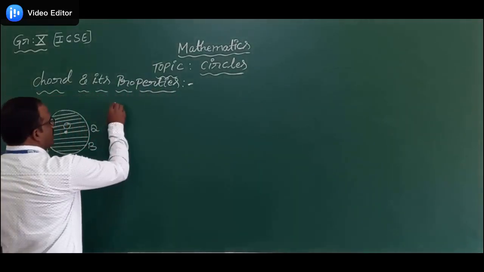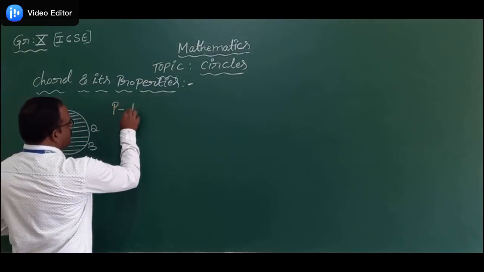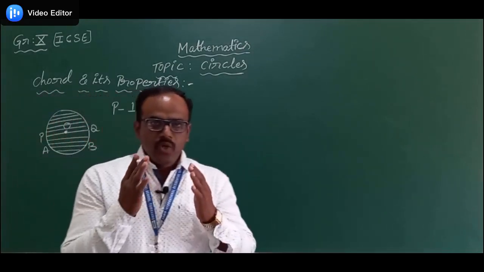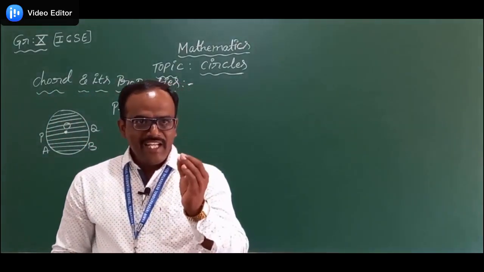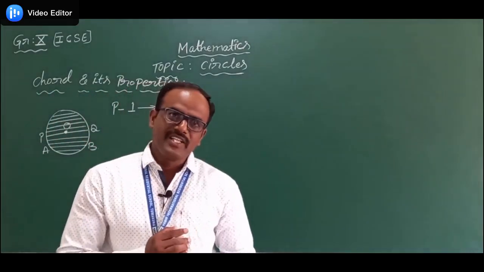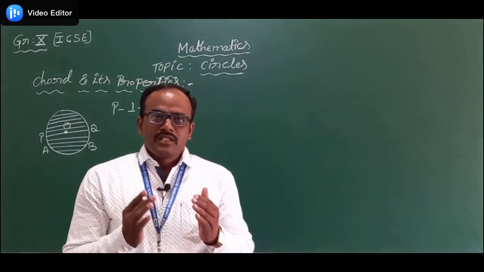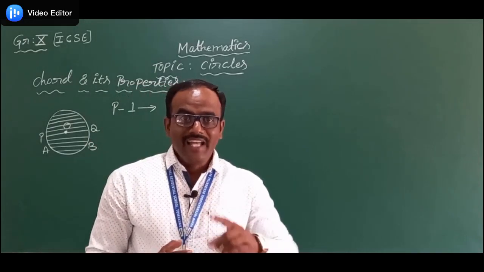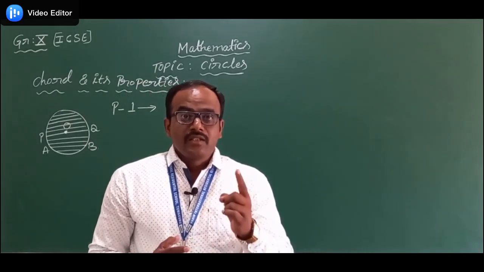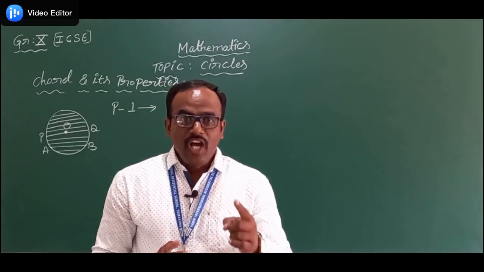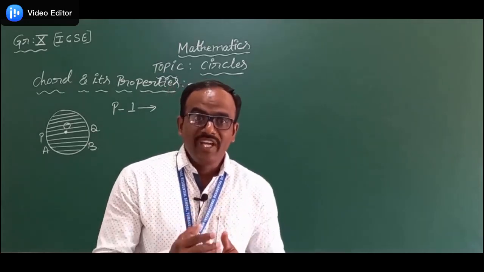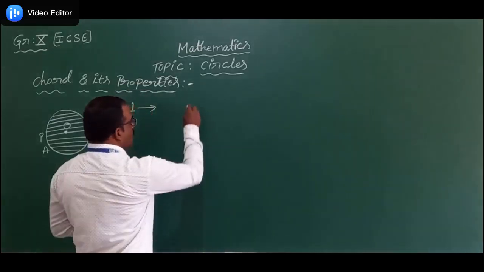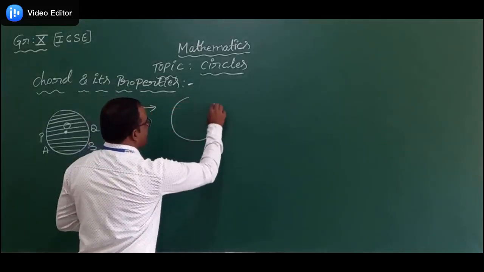Now let us start learning some more important properties of the chord. In that, property number 1. What is that first property? If you draw a straight line from the center of the circle to the chord, that means it is bisecting the chord, and the chord is not a diameter of the circle, then that straight line is always perpendicular to the chord. I am going to draw a diagram. You can understand it easily.